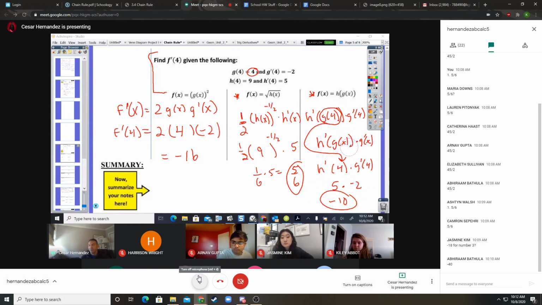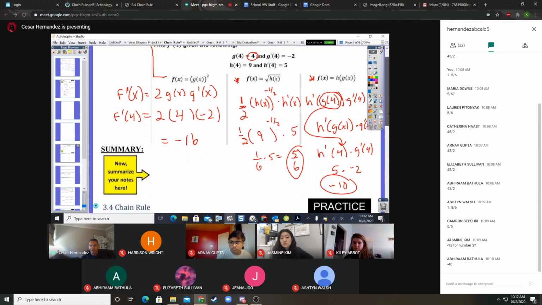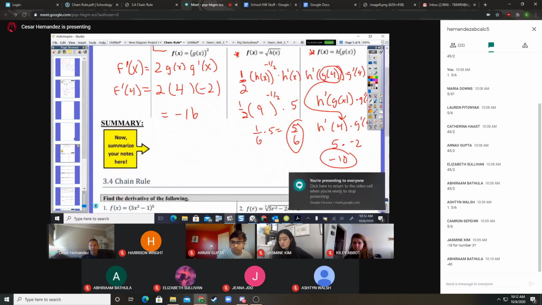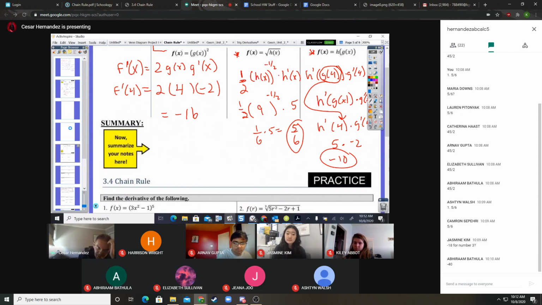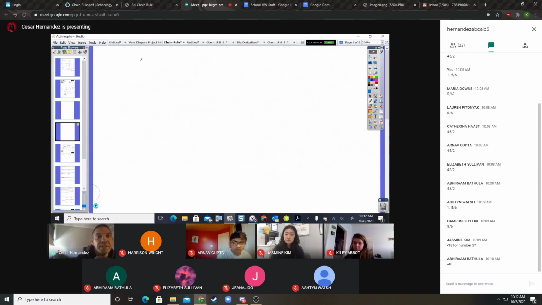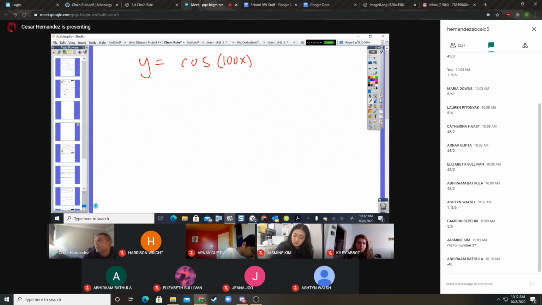Right. But you can't assume there's a power, because some functions don't have powers, as I'm going to show you right now. That's why we just represent it with that little apostrophe to represent derivative. So for instance, let's say I gave you y is equal to cosine of 100x. Cosine doesn't have a power in that case, but the chain rule still applies because it's not just the cosine of x, it's the cosine of 100 x's.